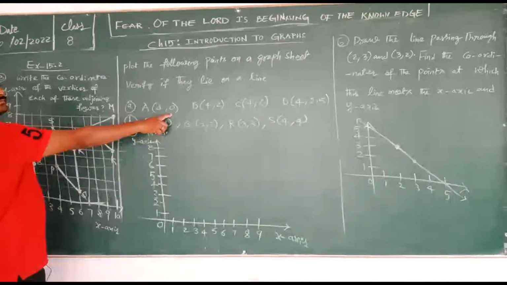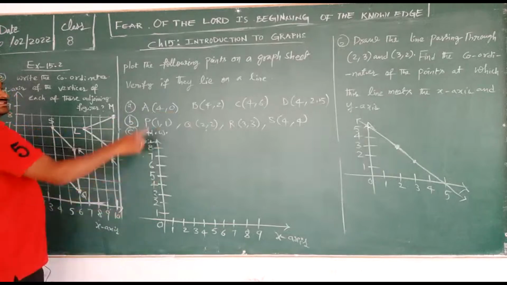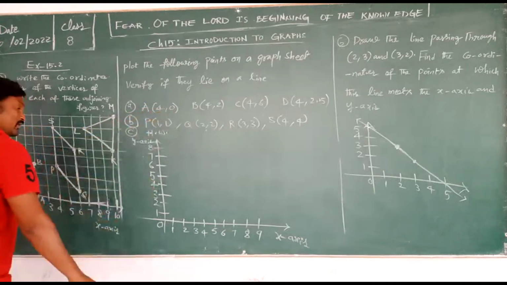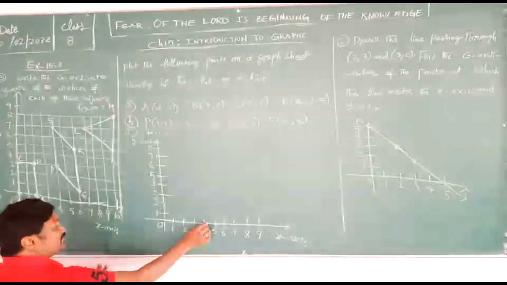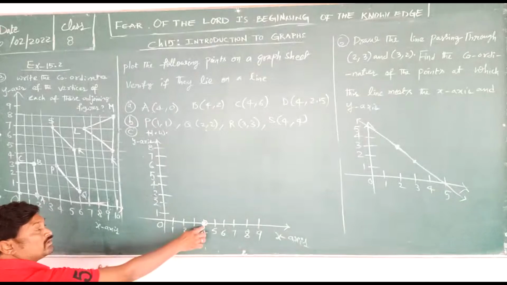4 comma 0. So here, 4 comma 0. That means x is 4, y is 0. x is 4, y is 0. Here x is 4, keep the point here. y is 0 only, here. x is 4 but y is 0. 0 means here, that is the reason for that point.